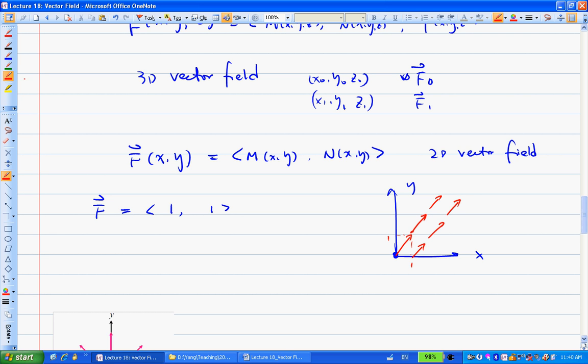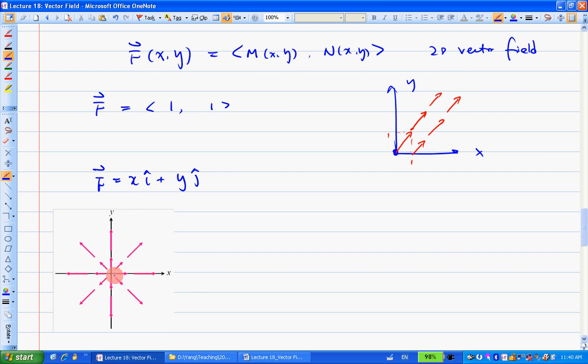And if I have a different one, it's a non-constant one. So F equals x i-hat plus y j-hat. This vector field is now a function of x and y. With different x and y, this vector will be different. So if I draw this one, I would get this one here. So why is this going to be this vector field?